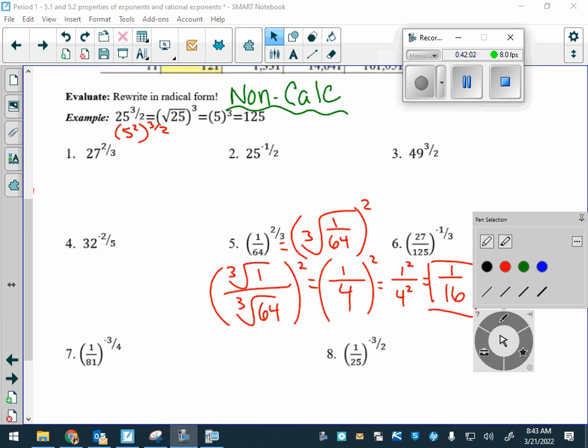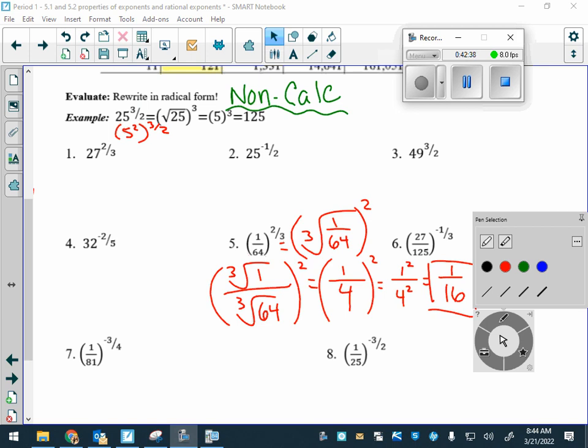Number 6, good job, 5/3. You take the cube root of 27 over the cube root of 125, then eventually to the negative first. 3/5, negative first, 3 to the negative first, 5 to the negative first, negative exponents. Whatever's in the bottom goes to the top. Whatever's in the top goes to the bottom. Excellent. Number 7. What do we have?